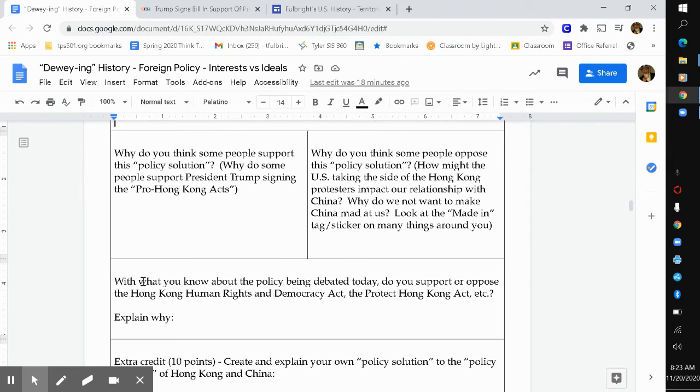So the question that rests with you: should we support these pro-Hong Kong acts? Should we stand up for American ideals and fight for things like democracy? Or should we stand up for American interests and look out for our own bottom line, not try and hurt the trade that we rely on for so much of our stuff?